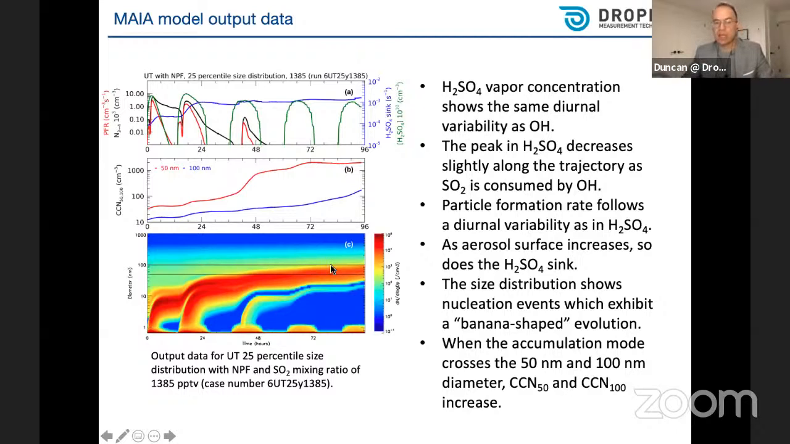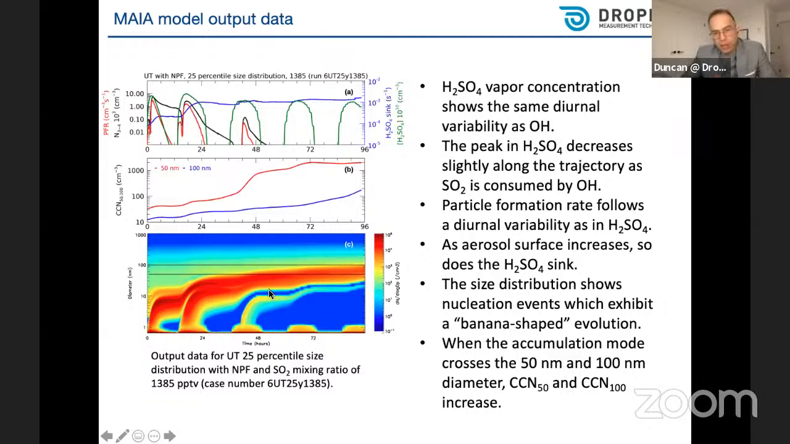And 50 nanometers and 100 nanometers, these lines that you see here, are used as surrogates for the cloud condensation nuclei, because at 50 nanometers, these particles are large enough to be able to act as seeds on which clouds can condense on. So after a few days, particle formation can lead to these particles becoming CCN.